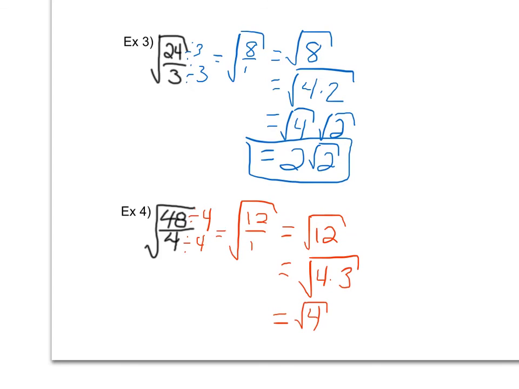I can break this into the square root of 4 times the square root of 3, which gives me a final answer of 2 times the square root of 3. Since the square root of 3 is not a perfect square, and there are none in there, I can go ahead and stop there. That's it. That's how you divide with radicals and numbers.